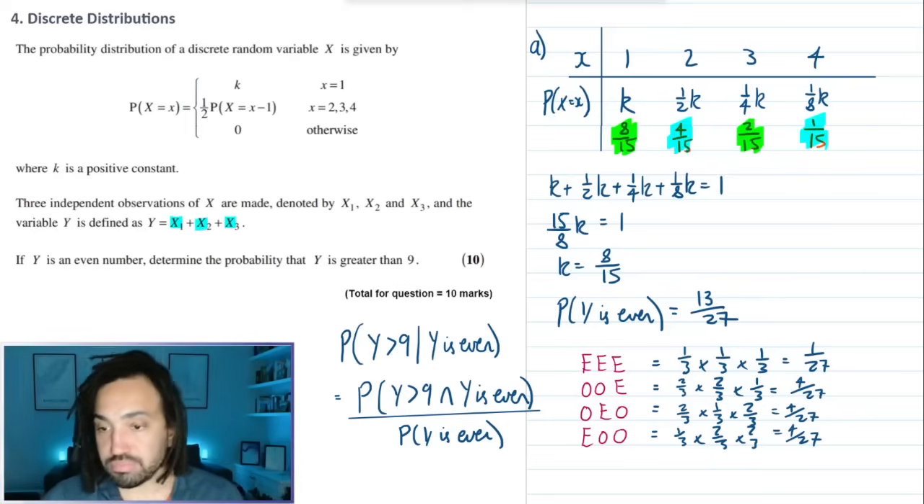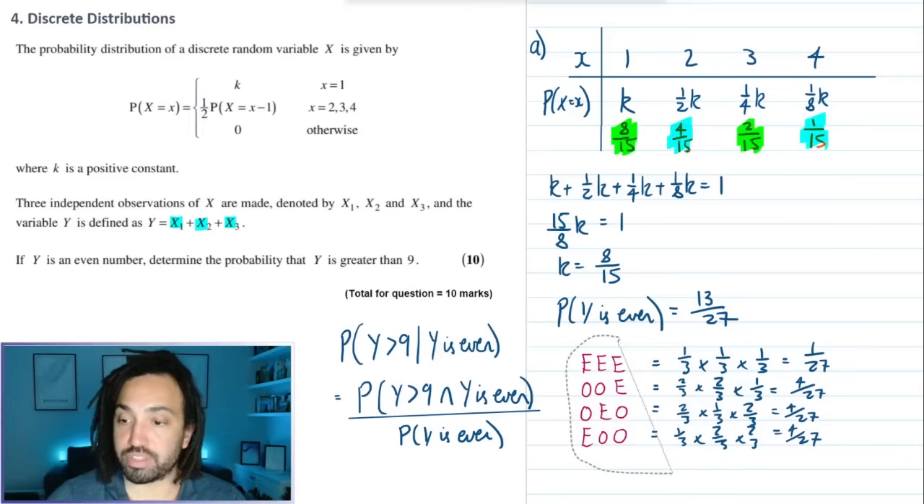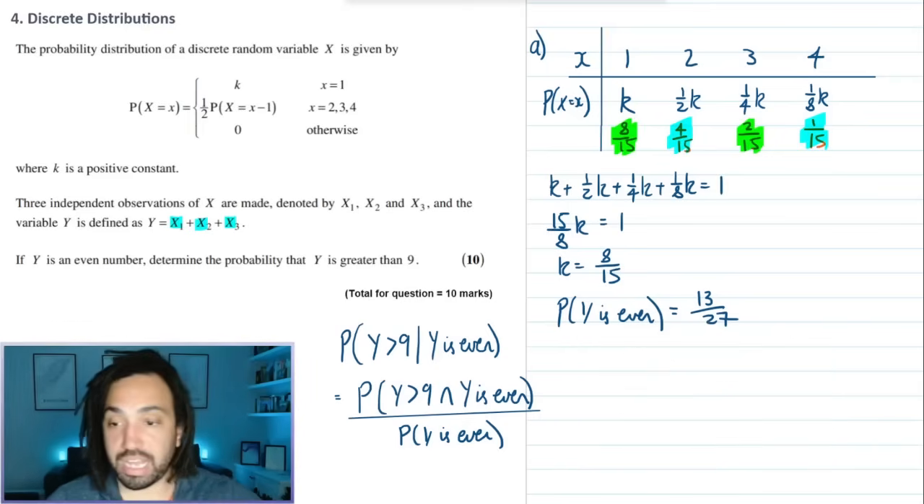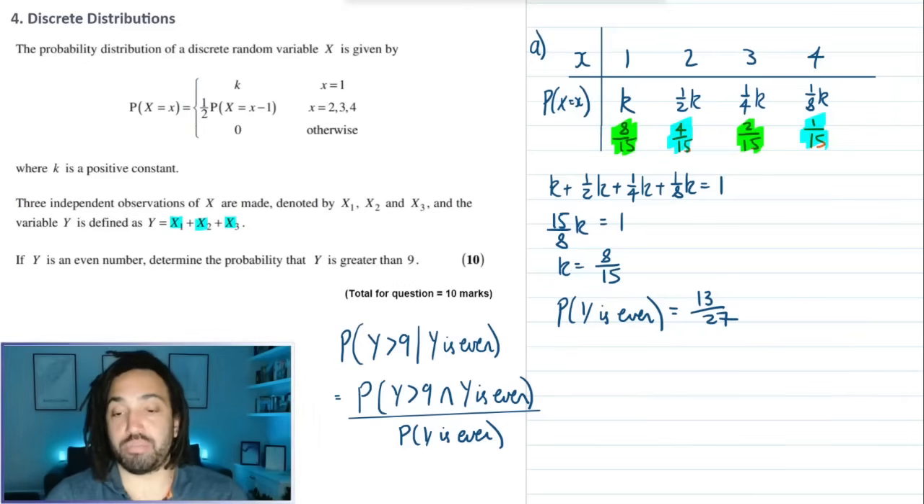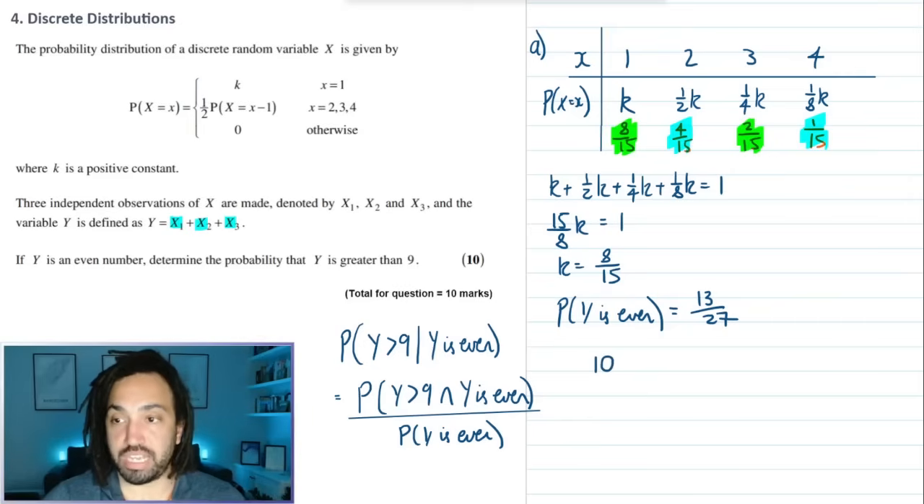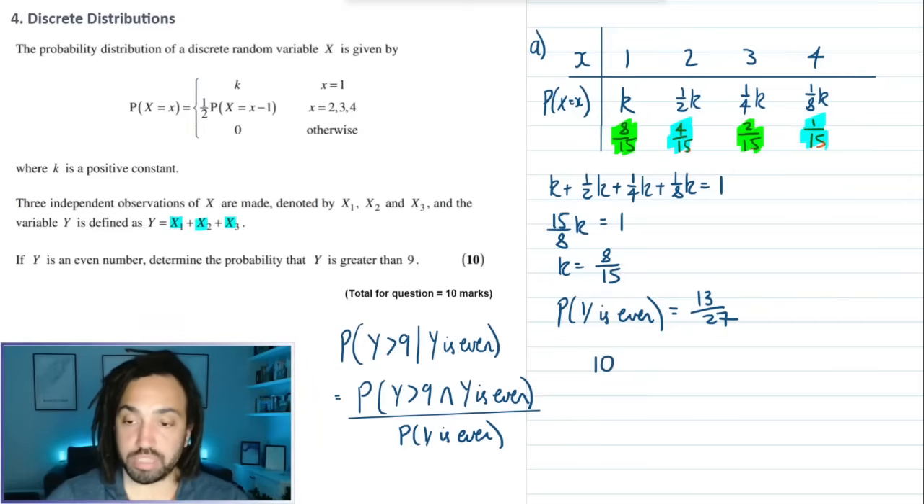Okay, perfect. Right, let me get rid of this working, and then we'll look at the probability of it being even and also greater than 9. So what outcomes can we obtain that are even and greater than 9? Well, we could obtain a 10, or we could obtain a 12, couldn't we?